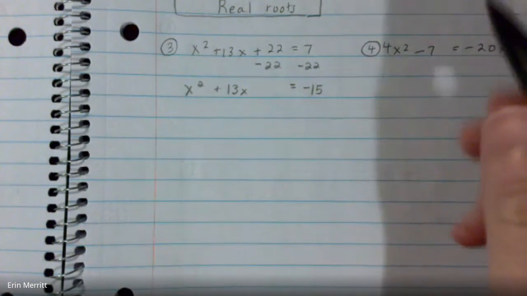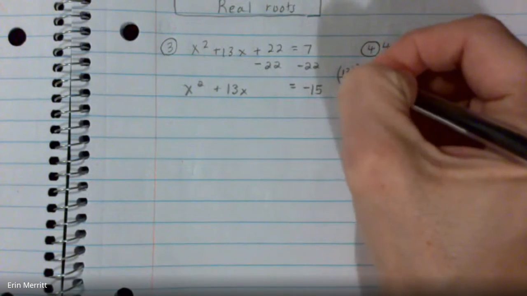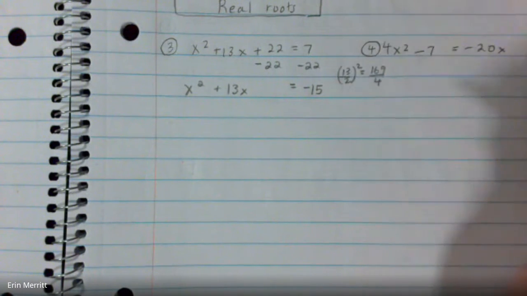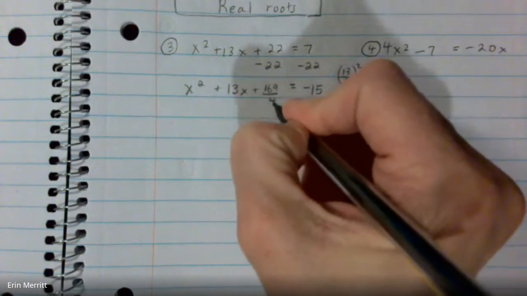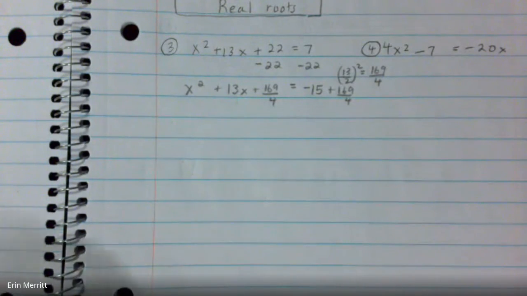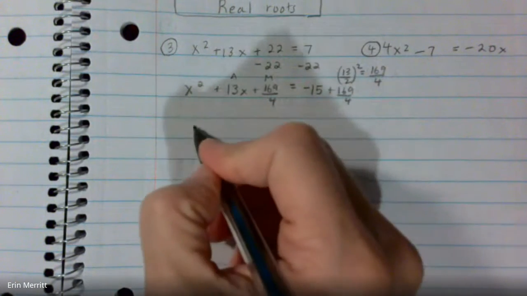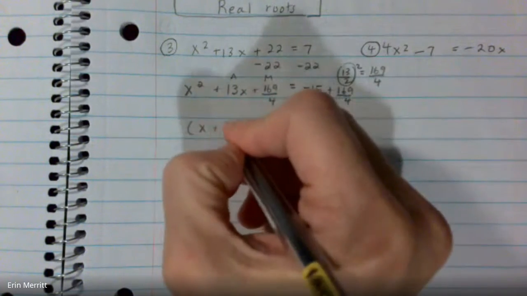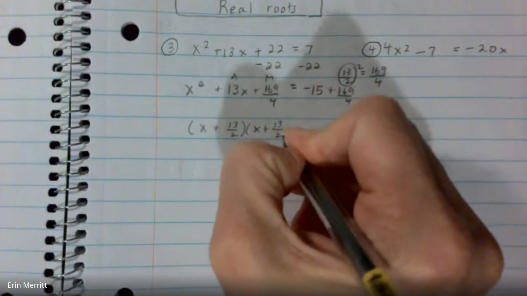All right, this one's going to be a little bit messier. 13 divided by 2 squared. Well, 13 squared is 169. 2 squared is 4. So I'm going to add that to both sides. So add 169 over 4 here and 169 over 4 there. All right. Remember, when this looks a little weird, what's going to go into the factored part is always whatever the b over 2 is. So plus 13 over 2 and x plus 13 over 2.